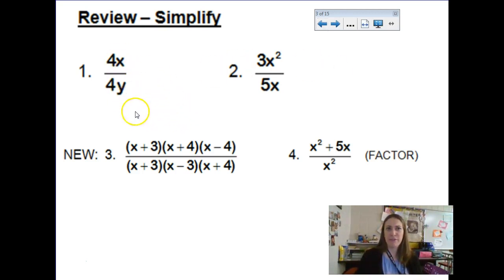Old question, if I had the fraction 4x over 4y, that's not reduced because it's 4 times x over 4 times y. Any products can be cross-canceled in a fraction, so here the 4's would cancel out, and then we'd just be left with x over y.